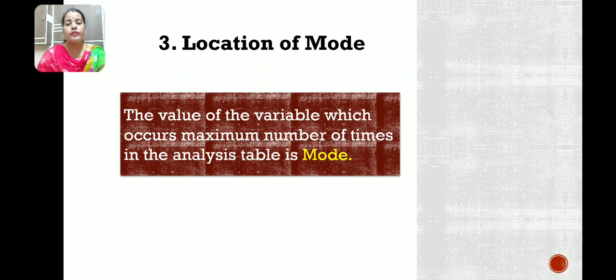Now at the last you have to locate the mode, and the value of the variable which occurs the maximum number of times in the analysis table is the mode. That means if in the analysis table any number is occurring many times or the maximum times, that will be the mode. So now we will see a question of mode by the grouping method.